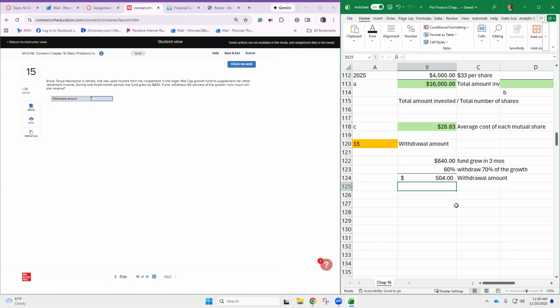Because I hate to tell you this, but sometimes retirees have to pull money out before they get dinged for something. If they have quite a bit, maybe they don't want to leave too much for if they pass away or whatever. So the withdrawal amount that she's going to be getting based on the criteria she has set up with the fund is any growth, she's going to take out 60% of it. If there's no growth, she doesn't get anything, right?